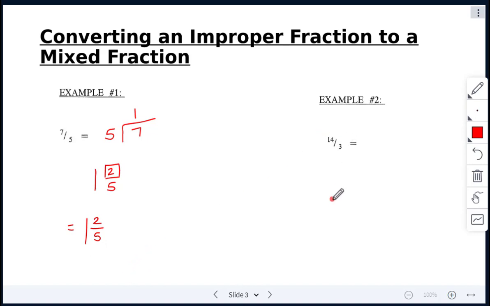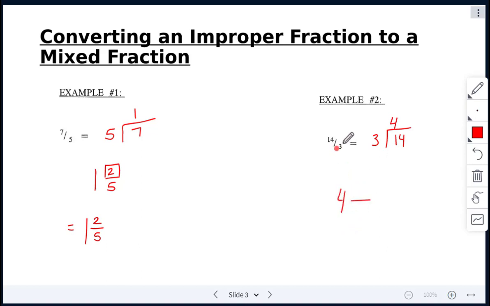So we have 14 over 3. That basically means 14 is being divided by 3. So how many times does 3 go into 14 without going over? So 3 times 4 is 12. 3 times 5 is 15. So we have to use 4. 4, therefore, is going to be our whole number, just like that.